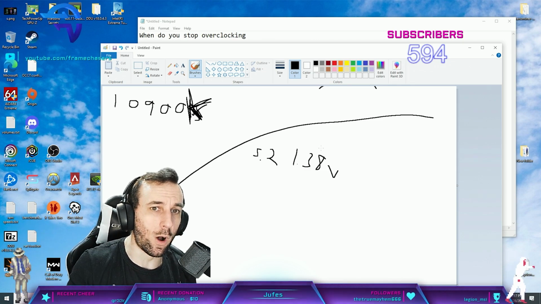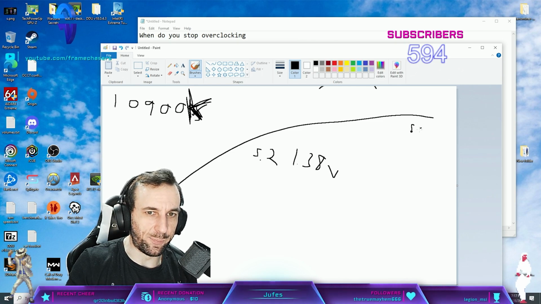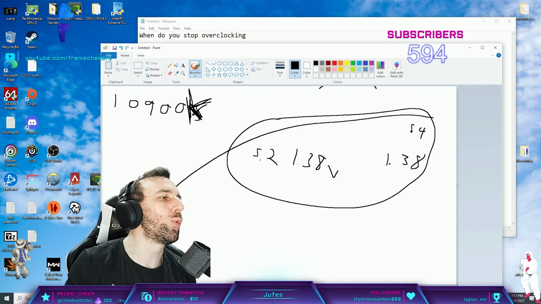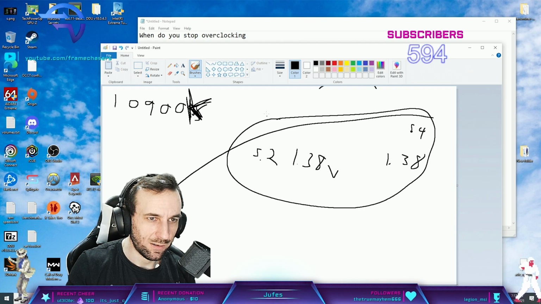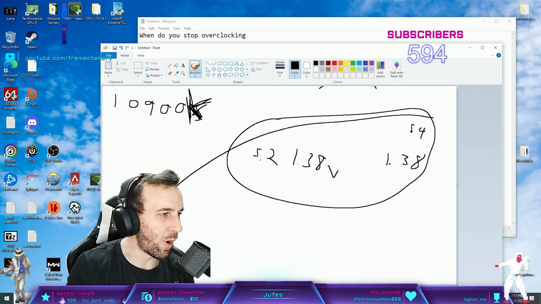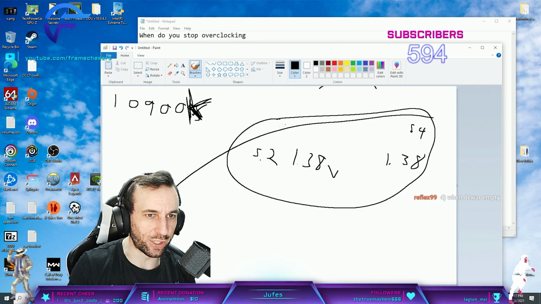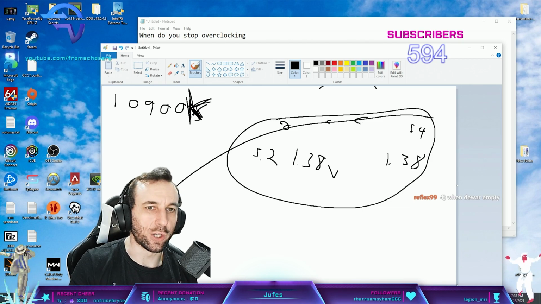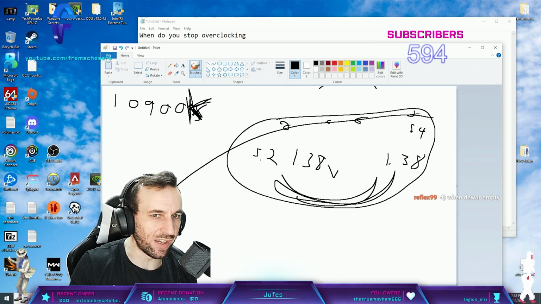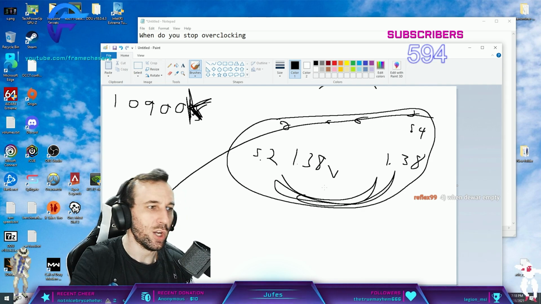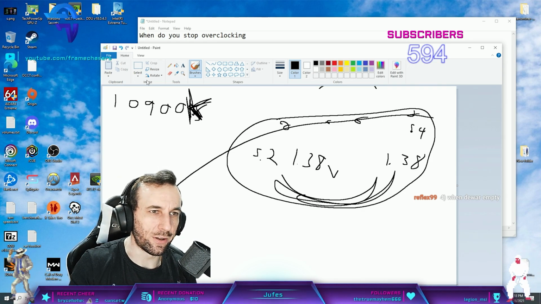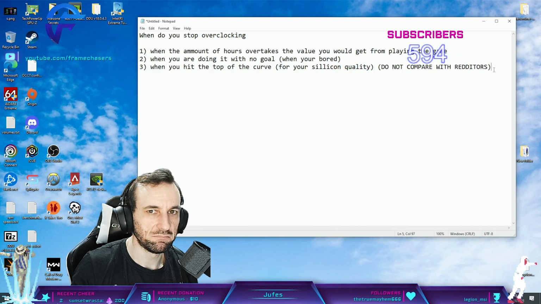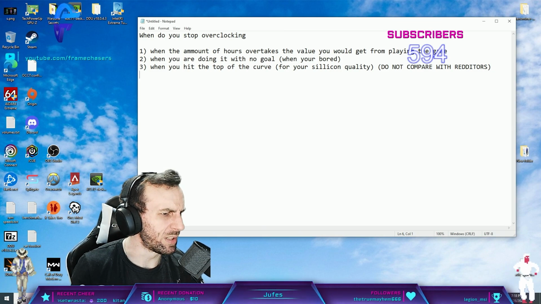The best silicon quality one is gonna be 5.4 at 1.38. Who gives a shit? Just stop whenever your chip hits the top of the curve. Your chip's top of the curve could be here, could be here, could be here. The FPS difference between these two is like 2 FPS. Who gives a shit? Don't worry about it. Just go to the top of the curve for your chip, and then that's when you stop. There. Any other points that I missed?